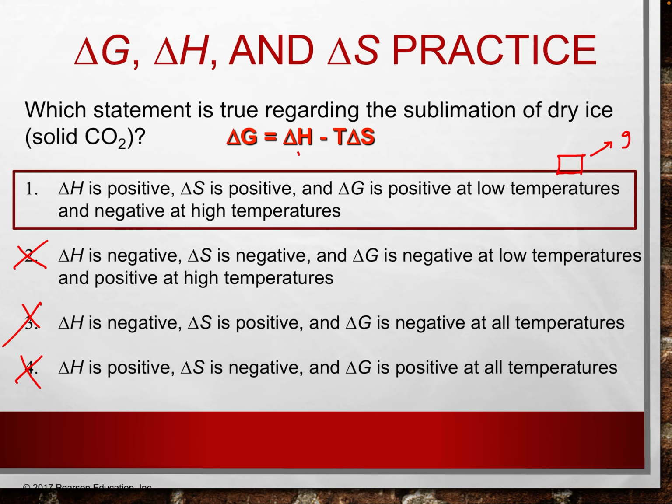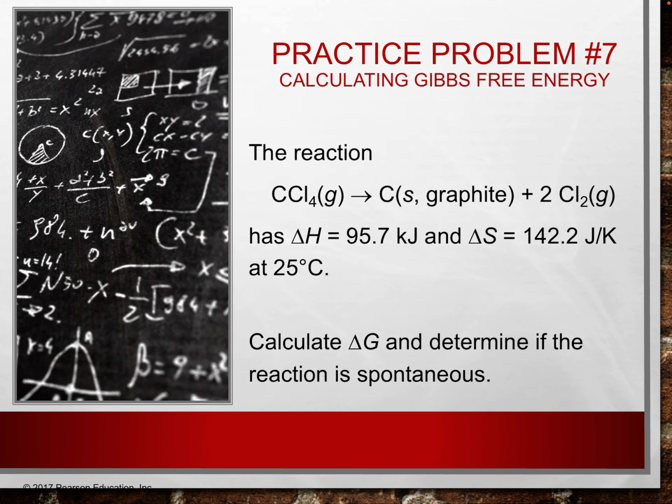But when we put in a positive here and a positive here, that means that it will be not spontaneous when this term is small, because that means our delta H will take over and will make our delta G positive. We need this term to be really big so that the negative here takes over the positive on the delta H. So that means that it will be spontaneous at high temperatures. Okay, so that's how you would reason that out.